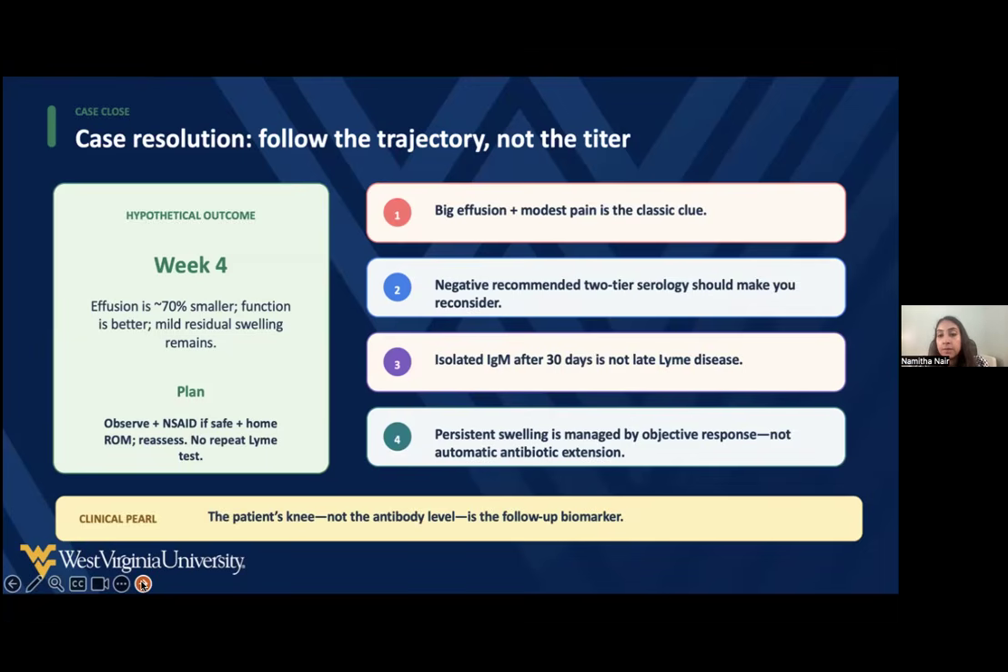If you have a negative 2-tier serology testing, please think about alternative options. Just an isolated IgM is not diagnostic of Lyme disease. And if you have persistent swelling, don't always just keep repeating the antibiotic courses. Never more than 2 courses, especially if they have significant inflammation. After the second IV course, you should be thinking about starting DMARDs, and follow the patient's needs clinically. There's no diagnostic test of cure that we have for Lyme disease.